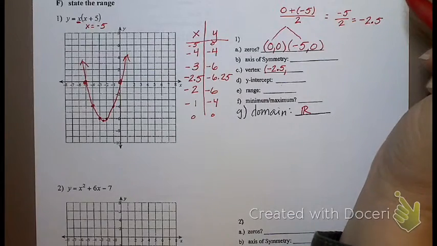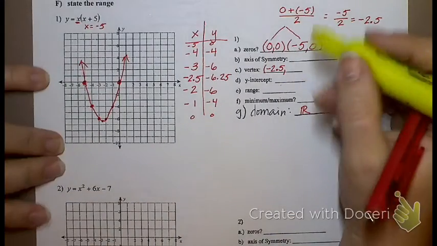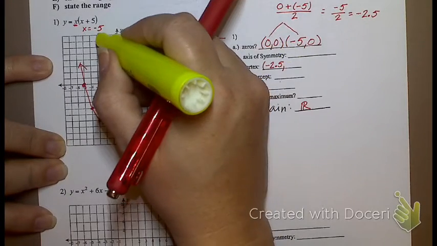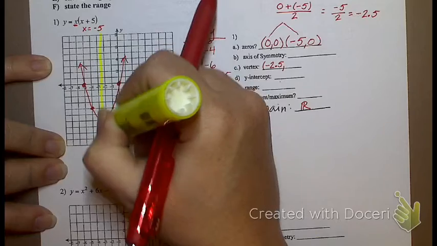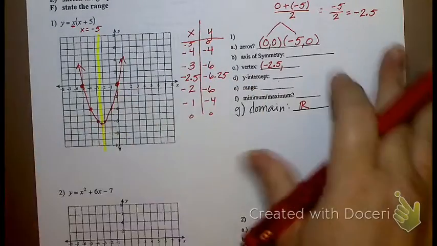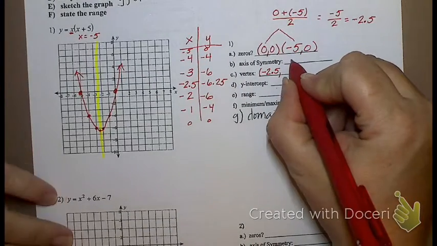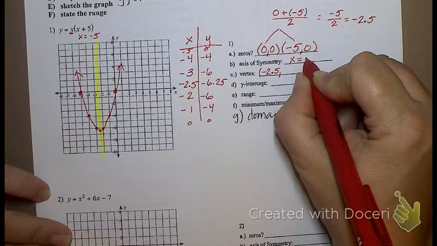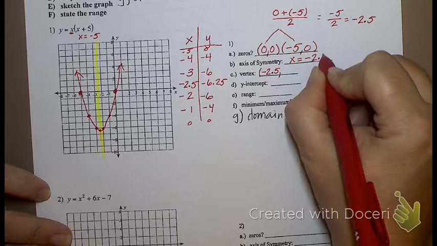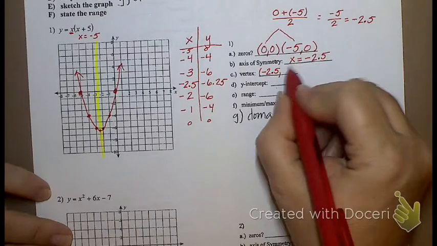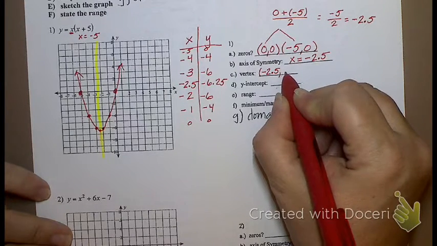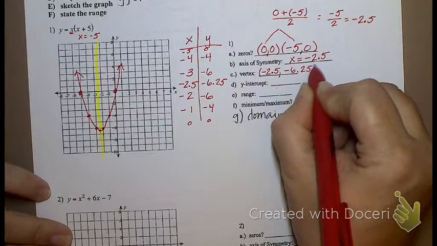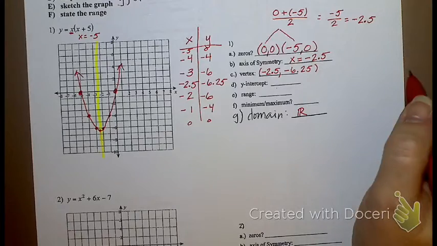So, can I draw in my axis of symmetry? Yes. It's going to go where? Exactly halfway between that -2 and -3. So what's the equation of my axis of symmetry? X equals -6.25. Careful. X equals -2.5. Oh, because it's the X. What's my vertex? -2.5, comma, -6.25. What is my Y-intercept?